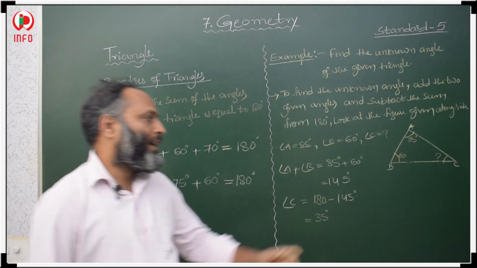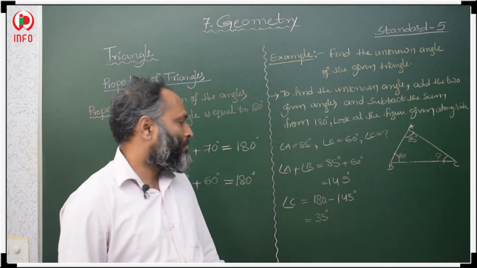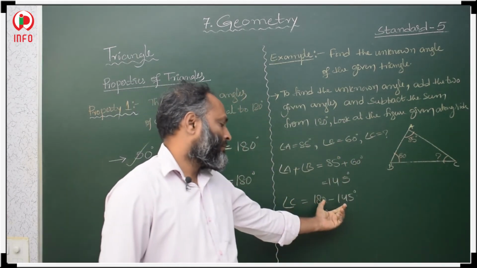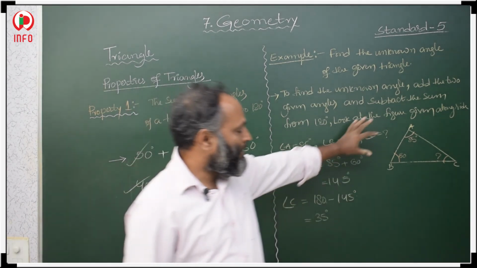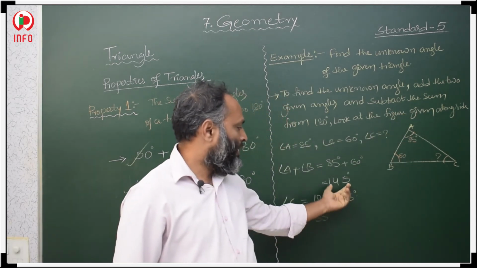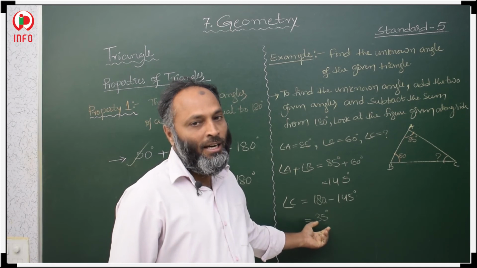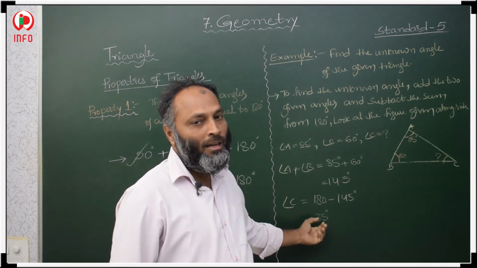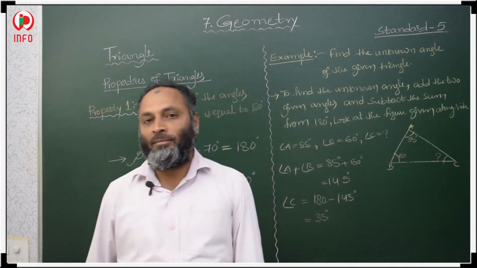First we have to find the sum of the two known angles. Then we subtract that sum from 180 degrees. Then you will get the unknown angle, that is the third angle. Okay.